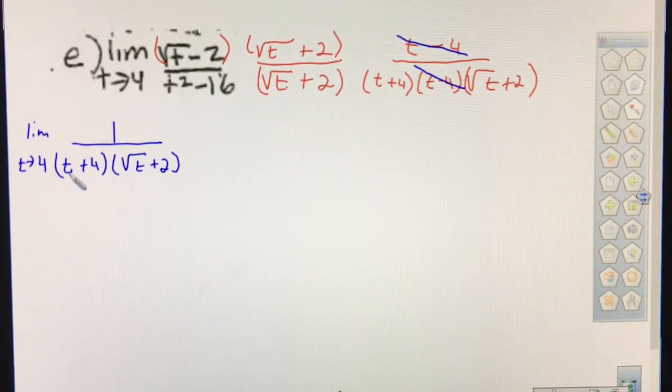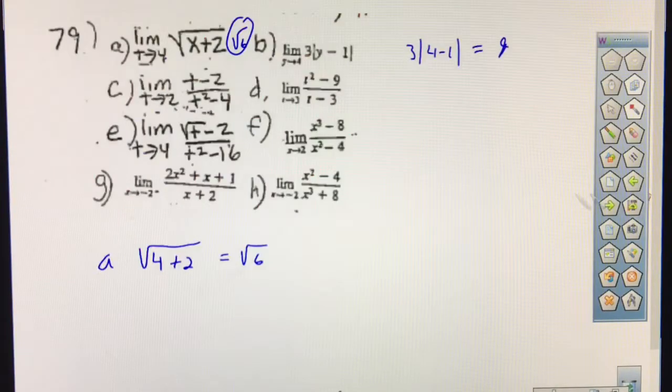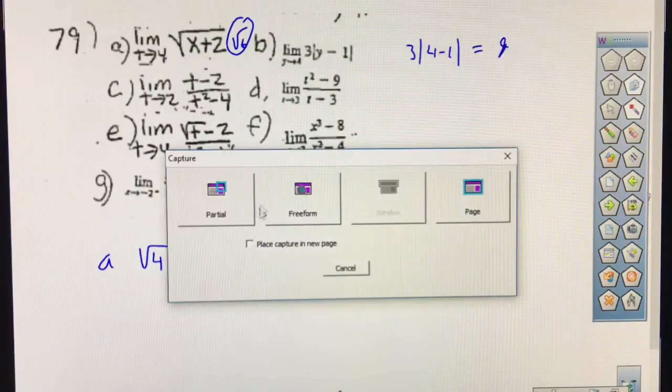Let's plug 4 into this. What's 4 plus 4? That's 8. What's the square root of 4? That's 2 plus 2. So it's going to be 8 times 4. My answer is going to be 1 over 32. I have to unrationalize the numerator. A cubic. So let's see what happens with this one.